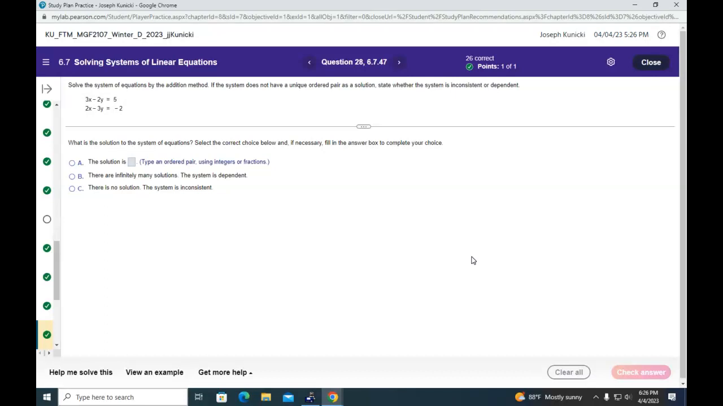So there's my answer. Now I check in the second equation. 2 times 19 over 5 minus 3 times 16 over 5. That's 38 over 5. That's minus 48 over 5, which is minus 10 over 5, which is negative 2. Boom. So my answer is 19 over 5, 16 over 5. Or, if you will, if you want a decimal, what is that? 3.8, 3.2.